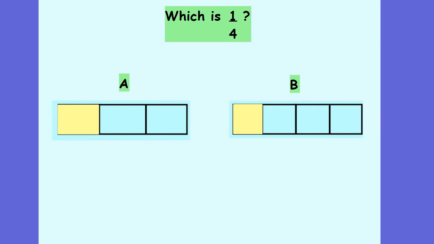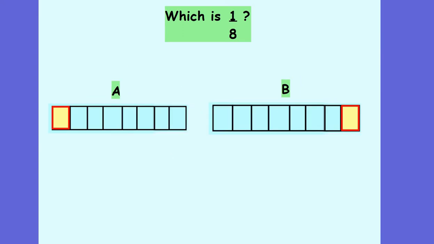Next question for me then. Which of these is a quarter? This time I was looking for B. I've got 4 boxes this time, my denominator is 4, and I've highlighted one of them, so that's a quarter. Next question for me. Which of these is a fifth? So this one is A. We're looking for A. This time I've got 5 boxes. My denominator is 5, and I've highlighted one of them. So A is a fifth.